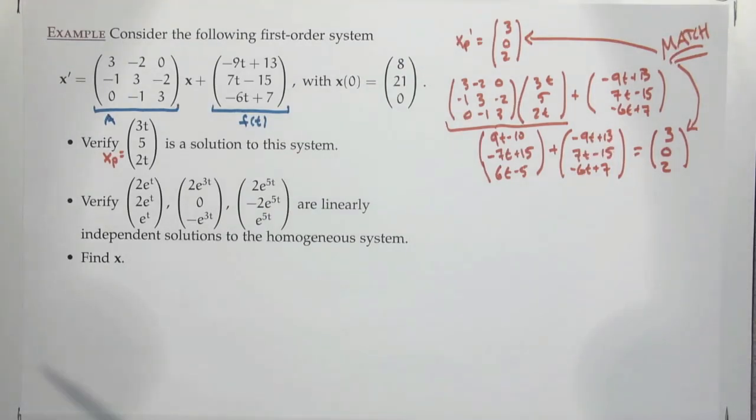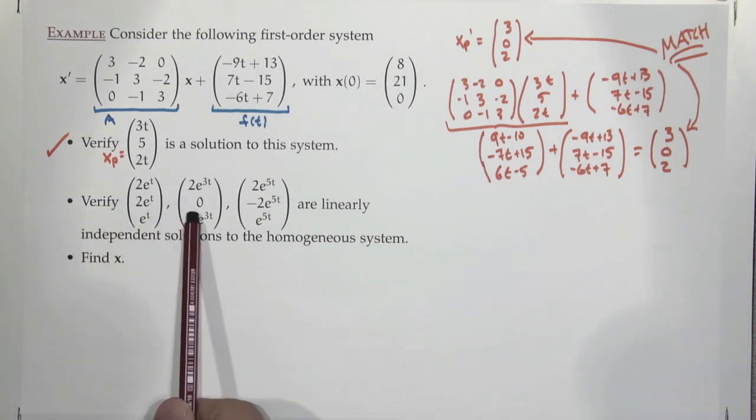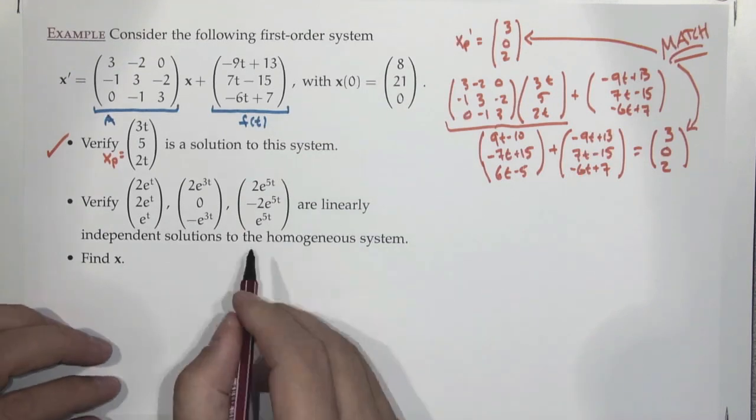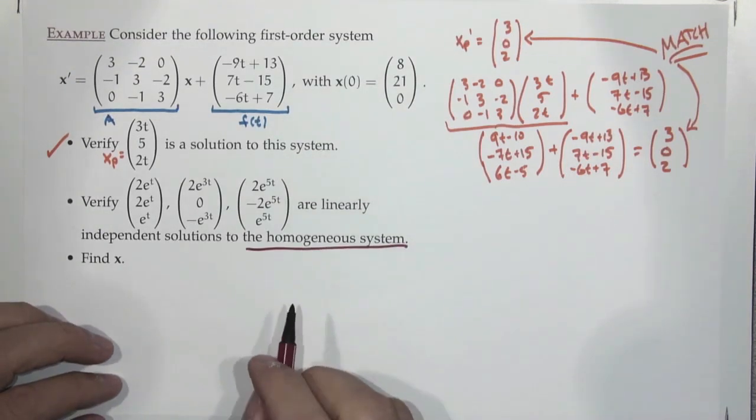Life is good. We're a third of the way through our checklist. All right, good. We got the verifying in the bag. We got that? Nice. Next thing, verify that these things are linearly independent solutions to the homogeneous system. Now, when it says the homogeneous system, that says what do we do?